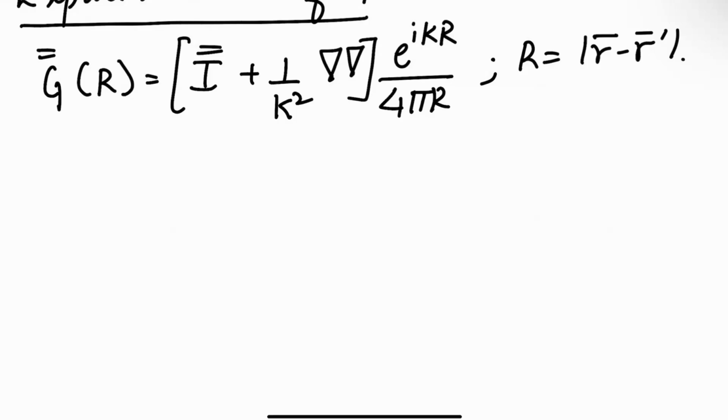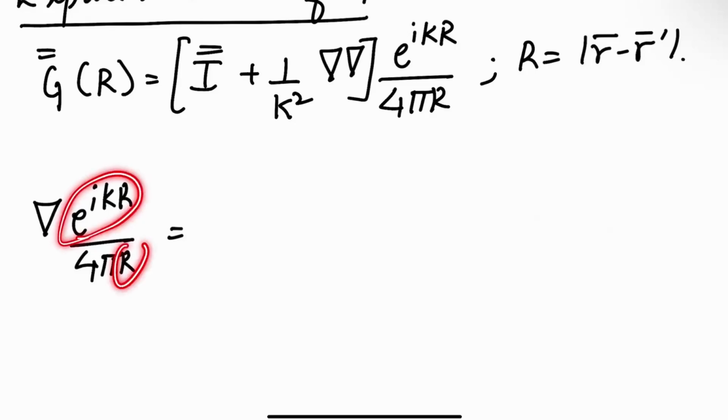Okay, so to evaluate this, we need to calculate two things. First, we need to do the gradient of e to the ikr over 4 pi r, and then take another gradient of that, essentially. Okay, so what is this? We can apply the product rule, considering e to the ikr as one function and 1 over r as the other function. Or you can use the quotient rule, with e to the ikr as one and r as the other. And we will use the quotient rule here.